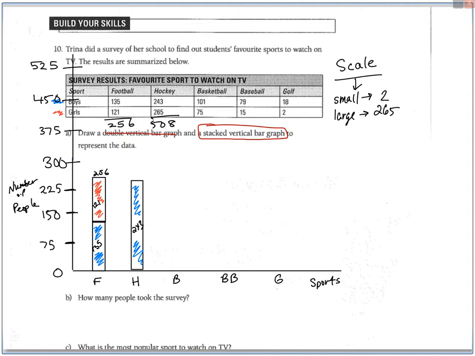Okay, so blue on the bottom. 243. Now I need another rectangle that gets me to 508. Make them the same width, okay? And then stack them on top of each other. So there's pink. That's the 265.